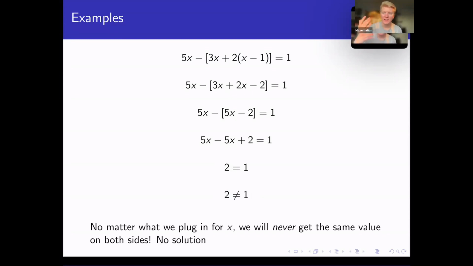Okay, well, a little bit short of an explanation because we went through all the explanation for an identity, and inconsistent is just the opposite. If we get an equation that after simplification, after solving, is always true, it's an identity, infinitely many solutions. If we get to a simplified equation that is never true, like 2 equals 1, that's inconsistent. It has no solution.